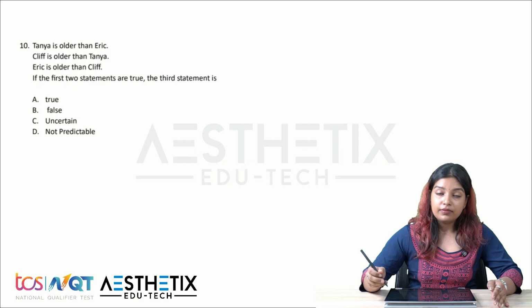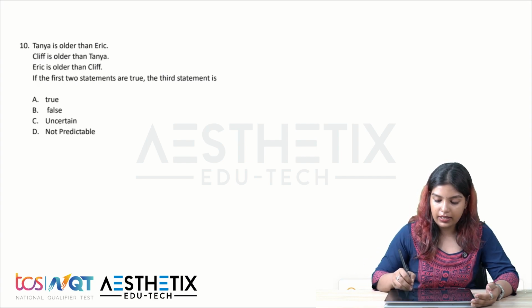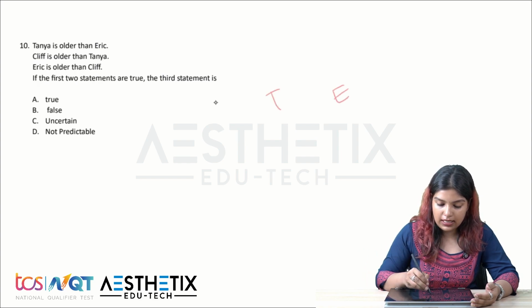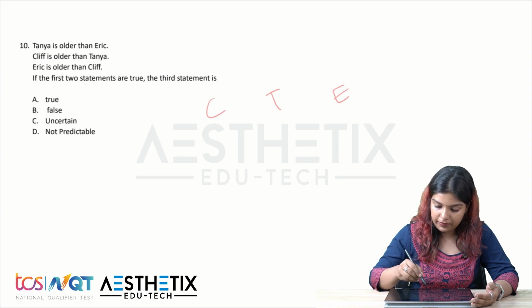Yeah, okay. Okay, so the last question of the series, which is Tanya is older than Eric. Cliff is older than Tanya. And Eric is older than Cliff.